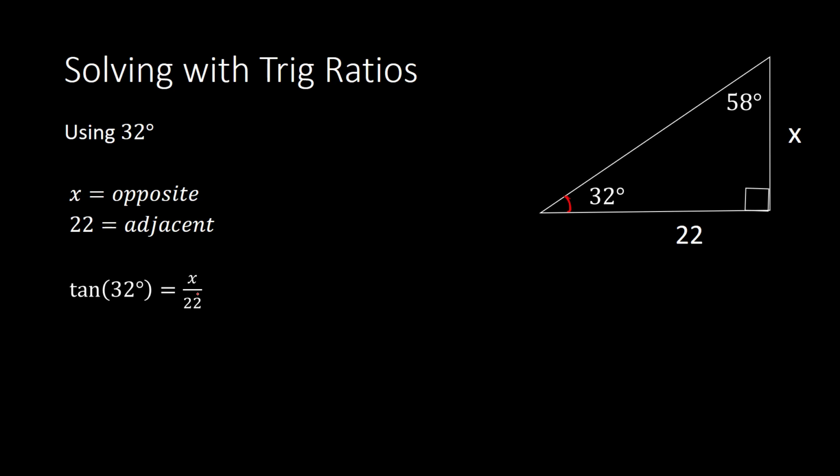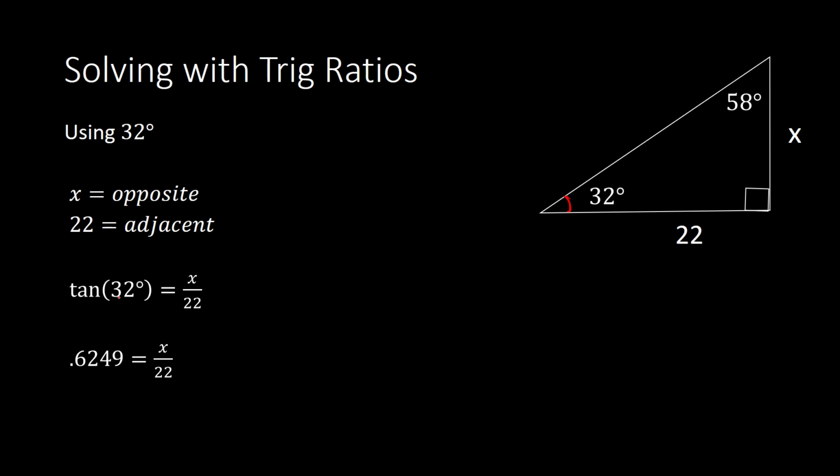Now for these problems, you're going to need to use your calculator, because your calculator has a button that will find the tan or sine or cosine of any angle. So on your calculator, find the tan button, and then type in 32 and press enter, and you'll be getting 0.6249 for the tan of 32 degrees.